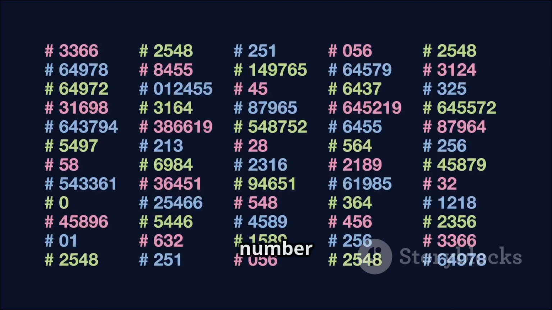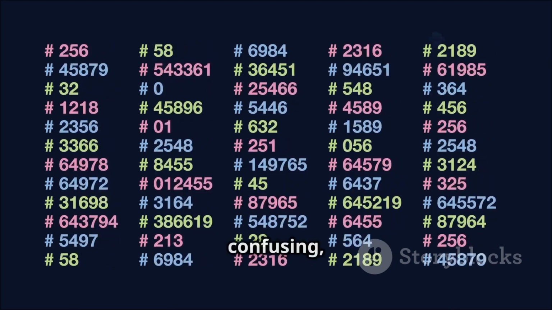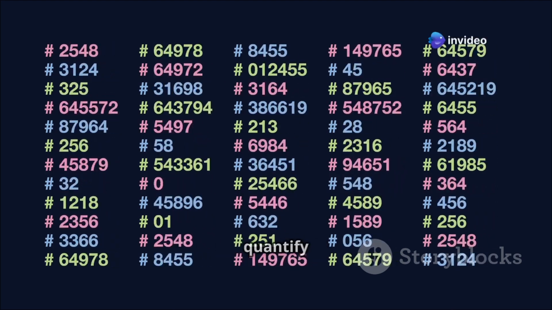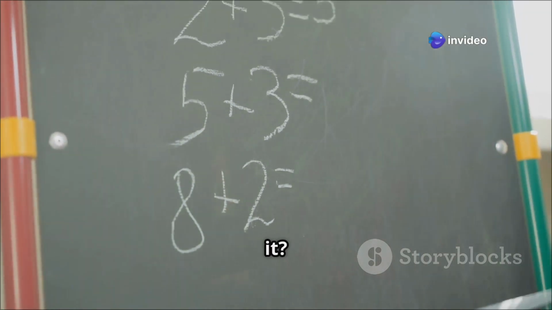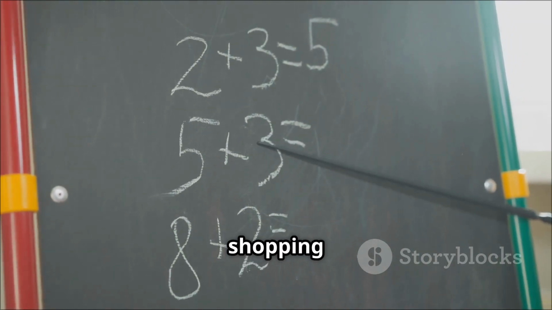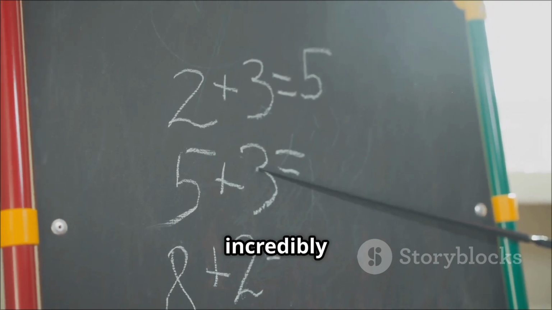Imagine a world without a number system. It would be chaotic and confusing, with no way to label or quantify anything. It would be very difficult to communicate quantities, wouldn't it? Everyday tasks like shopping or even learning in school would become incredibly challenging.